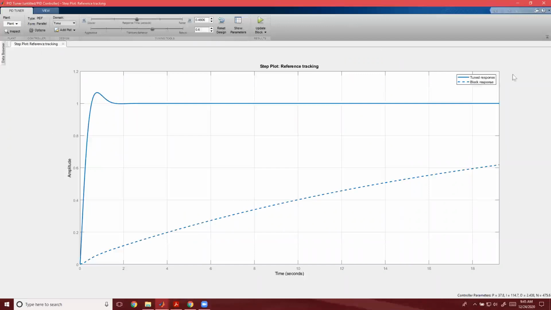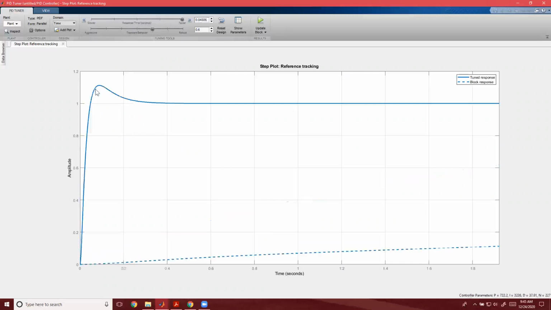Everyone should get this type of window when you click Tune. Here you can interactively select what type of response you want. On the top, you'll see two bars, one for response time and one for transient behavior. You can use the slider to select the response you want. If you want it faster in response time, your rise time will decrease a lot. If you want the transient behavior to be more robust, it will decrease the overshoot and so on.